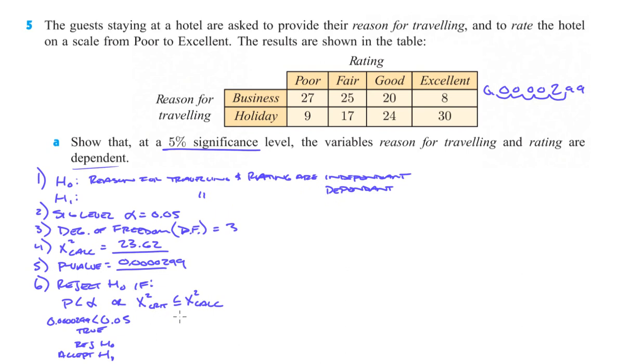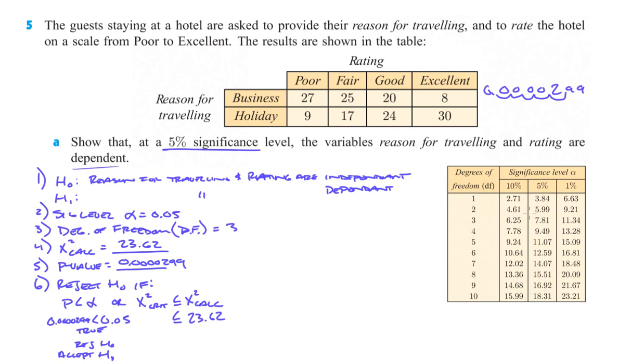So the chi-squared critical value we have not come up with yet, but we do have the chi-squared calculated, which is 23.62. Here's our critical values table. Our degrees of freedom is 3, and our significance level is 5, so that intersects at 7.81. Is 7.81 less than 23.62? True. So we are going to reject H0 and accept H1, the alternate hypothesis.